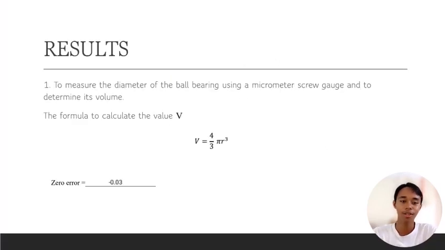So this is the result. First, to measure the diameter of the ball bearing using a micrometer screw gauge and to determine its volume, the formula to calculate the volume V is V equals 4 over 3 pi r cubed. So the zero error equals negative 0.03.